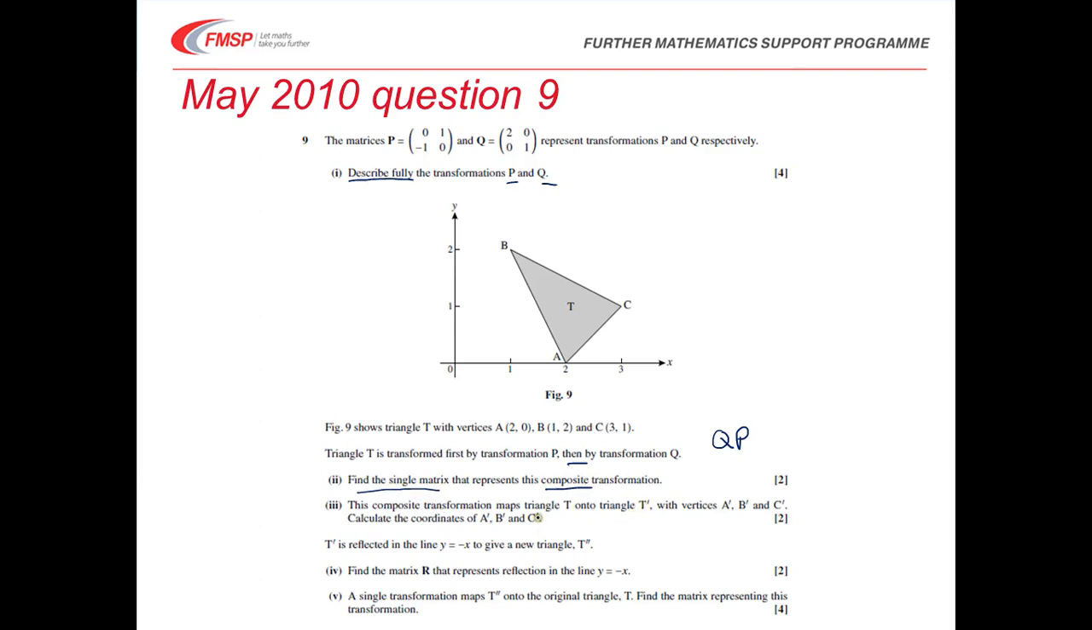For part 3, we're told that this composite transformation maps triangle T onto T dashed with vertices A dashed, B dashed and C dashed, so we're asked to find the new coordinates. The new triangle T dashed is reflected in the line y equals minus x to give a new triangle T double dashed, and we need to find the matrix that does that. And then we've got to get back from T double dashed onto the original triangle, and we've got to find the matrix representing that. So quite an intricate path.